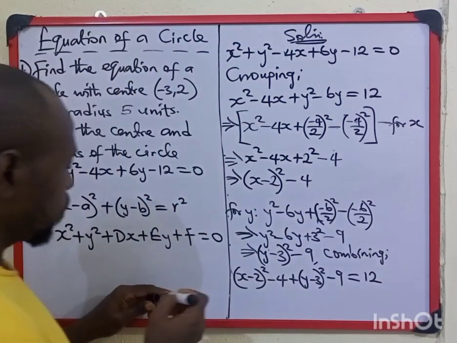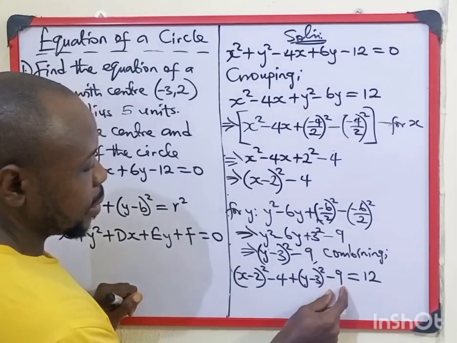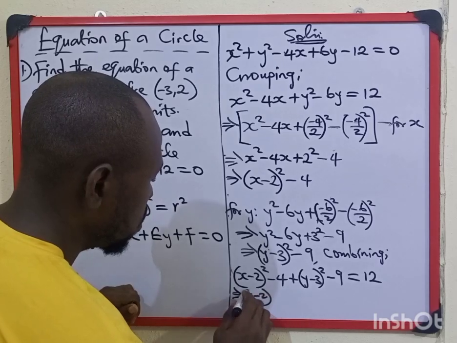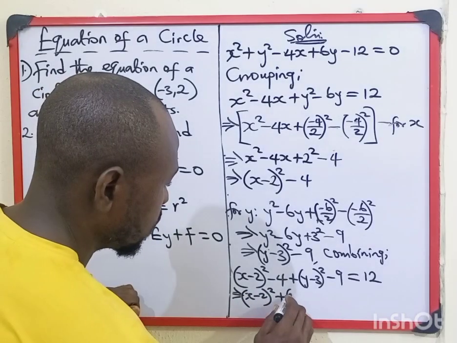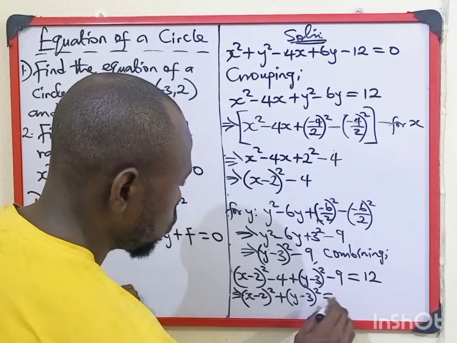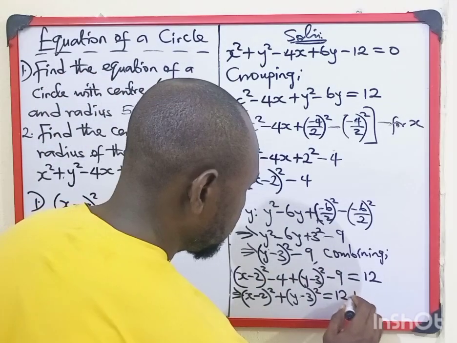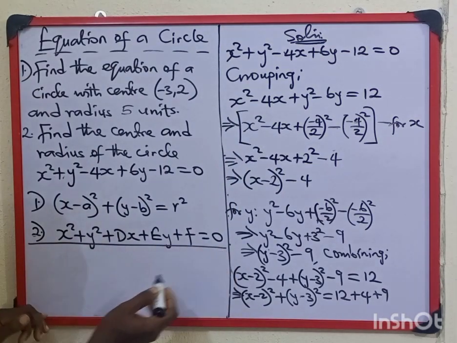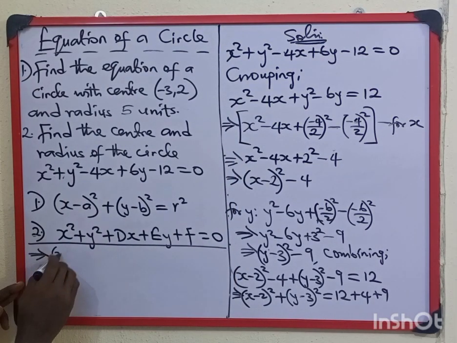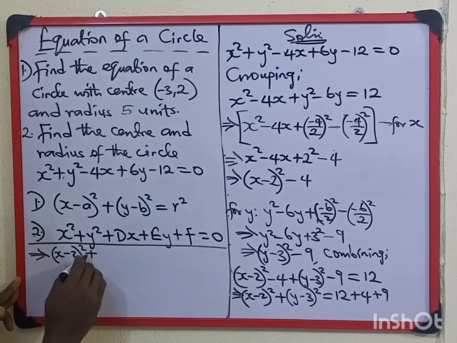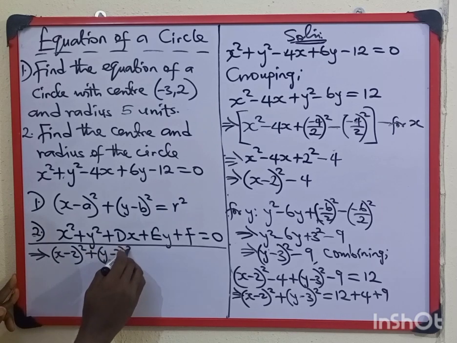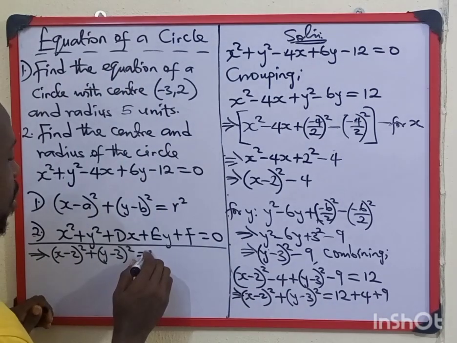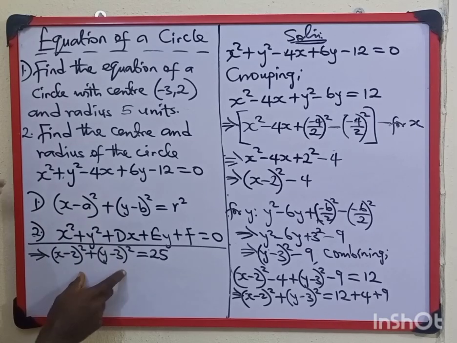Then I can now take these to the other side: minus 4 to the other side, minus 9 to the other side. So this implies x minus 2 all squared plus y minus 3 all squared is equal to 12. When I bring minus 4 to this side, it becomes plus 4, and minus 9 becomes plus 9. So x minus 2 all squared plus y minus 3 all squared is equal to 12 plus 4 plus 9, which is 13. 13 plus 12 is 25.